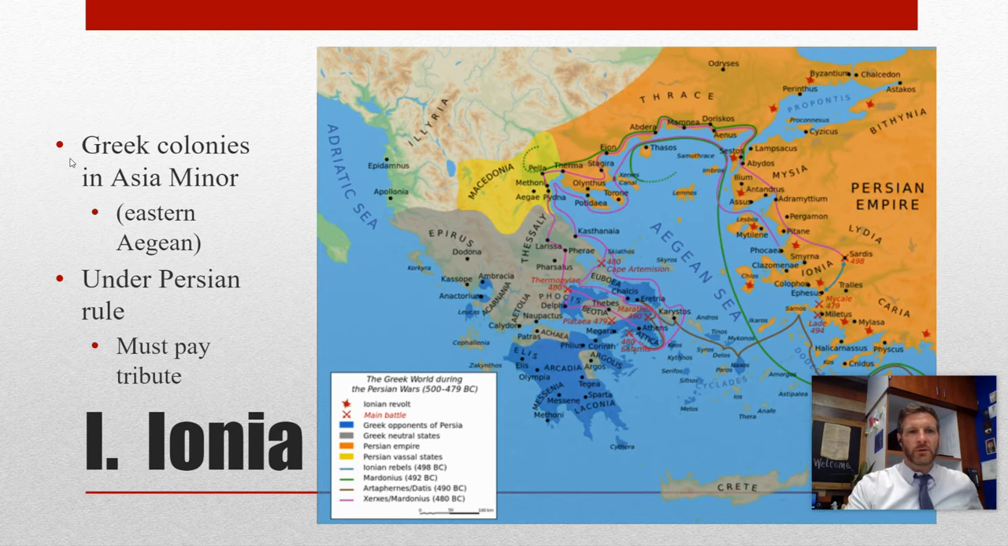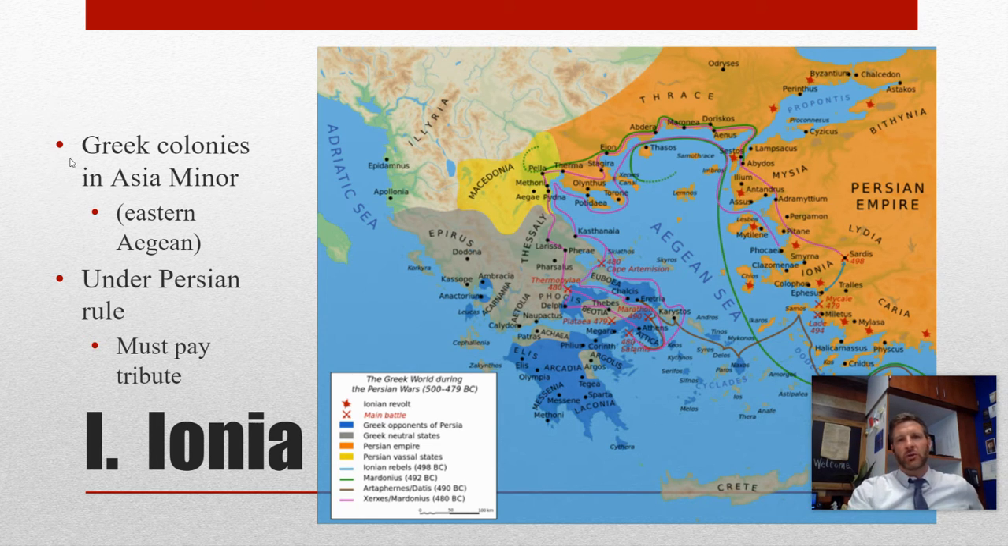So let's start first with the Ionian Revolt. This is part one, and it refers to the eastern part of Asia Minor. If you look off here to the right of the map, you see the Persian Empire. That is Turkey, also known as Asia Minor, which sticks out from the rest of Asia towards Greece and Europe.